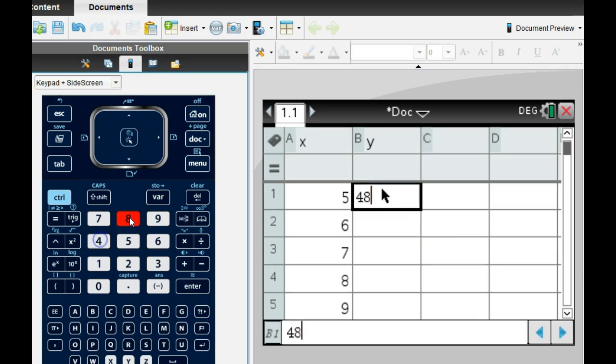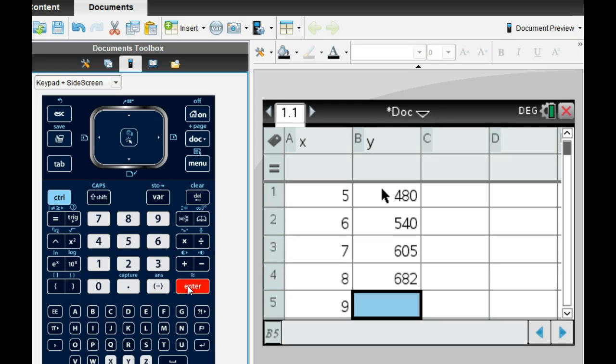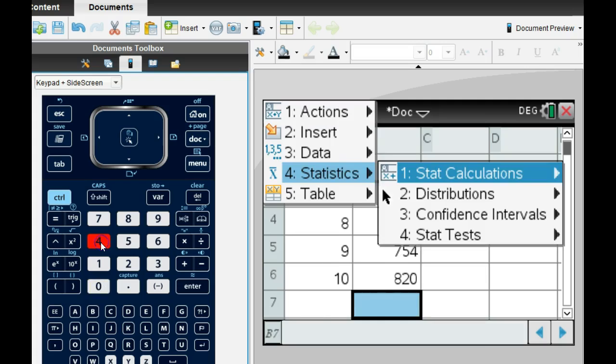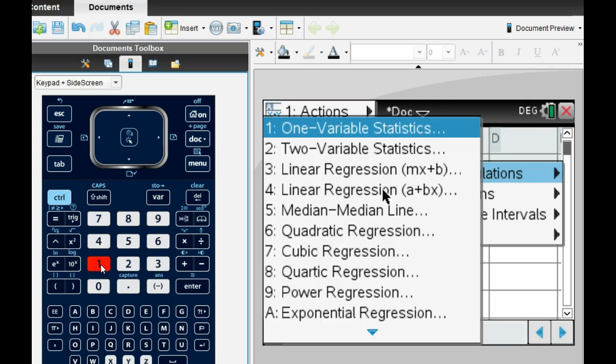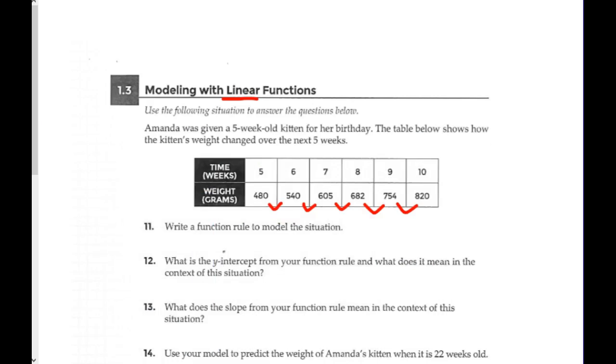Okay, so we got 480, 540, 605, 682, 754, 820. Okay, menu 4-1, and again, we know it's linear because of the section, but also if we find these common differences, they're going to be pretty close together.